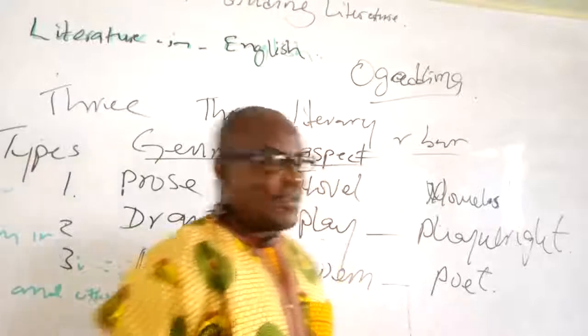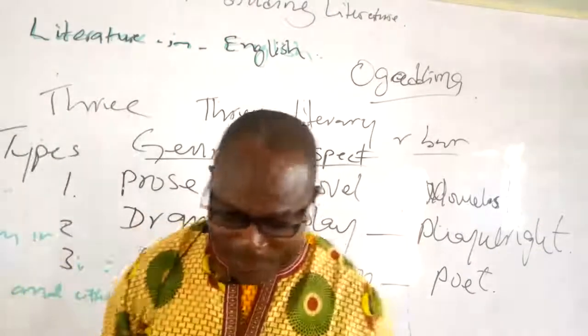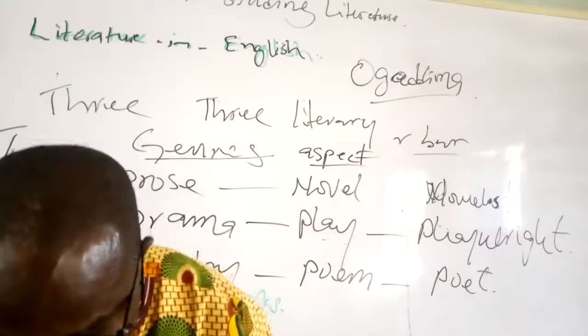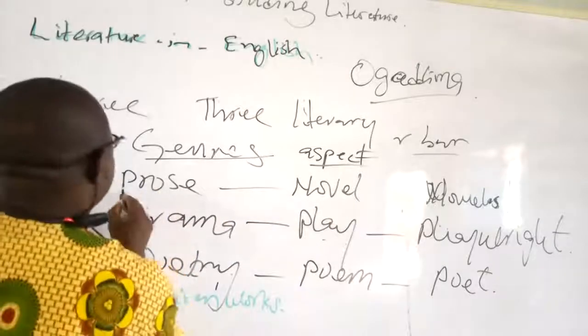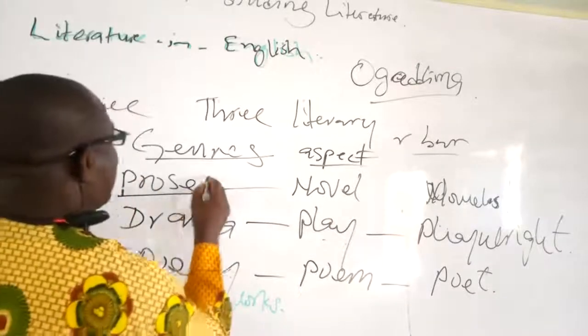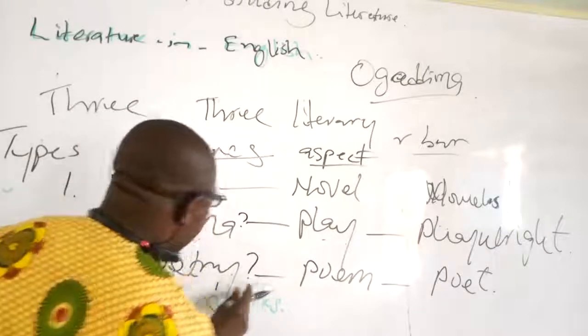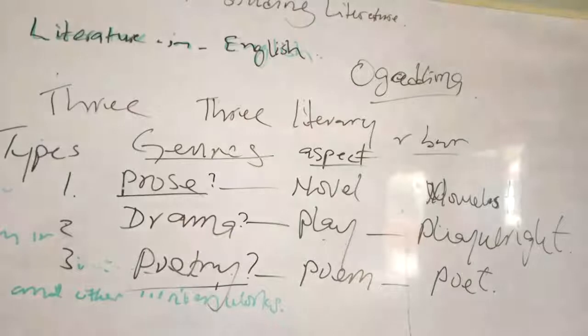And then, if I want to give you more examples, it will be in the next class. In the next class, we are going to look more at each aspect. That is, what is prose, what is drama, what is poetry. We look more at this in detail in the next class.